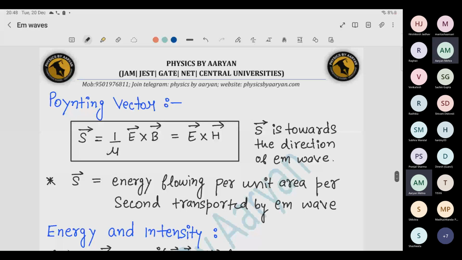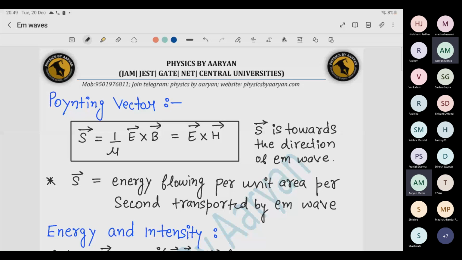So very first thing is, if your Poynting vector, which is some parameter, is E cross H, it means it is pointing towards the direction of the EM wave. Am I right or wrong? Because E cross H is the direction of the EM wave. Yes, sir, we have already seen. So your Poynting vector is also towards the EM wave. So S is in the direction of the EM wave, but what does S represent?